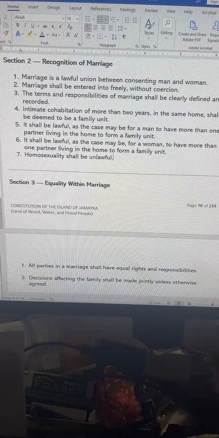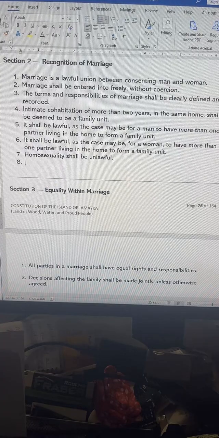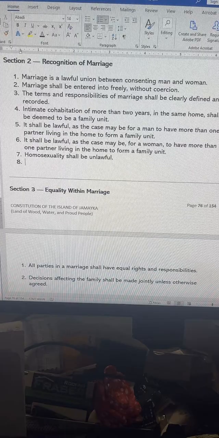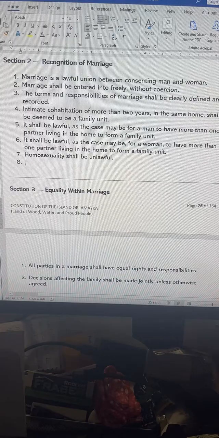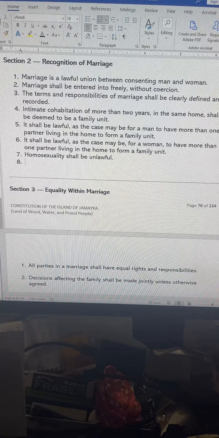Simple. Homosexuality shall be unlawful. Case closed. If you want to go do that, you find somewhere where it is lawful, right? You don't have to be here practicing that, but you can start a family unit here under that premise.